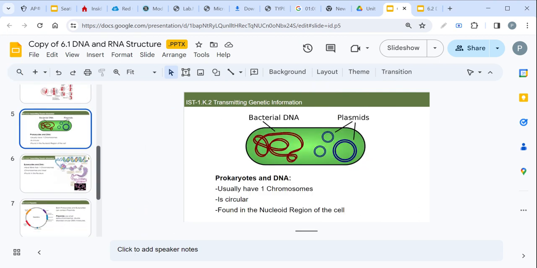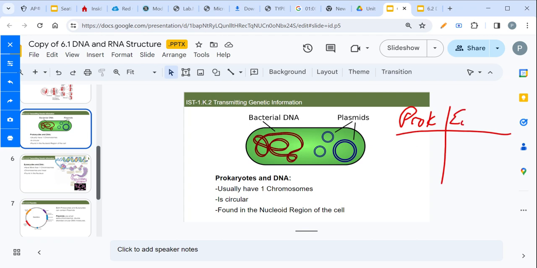Now, what makes bacteria a little bit interesting about DNA is how the chromosomes are set up. If you think about prokaryotes versus eukaryotes, here's your prokaryotes, here is your eukaryotes, and we're taking a look at DNA. We both have chromosomes, but here's something interesting. Bacteria have one chromosome. They have one circular chromosome. So their chromosome looks like this.